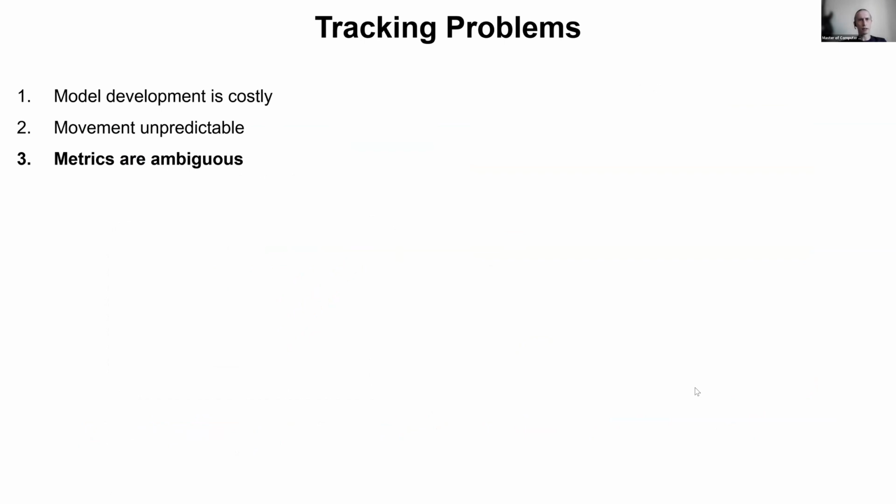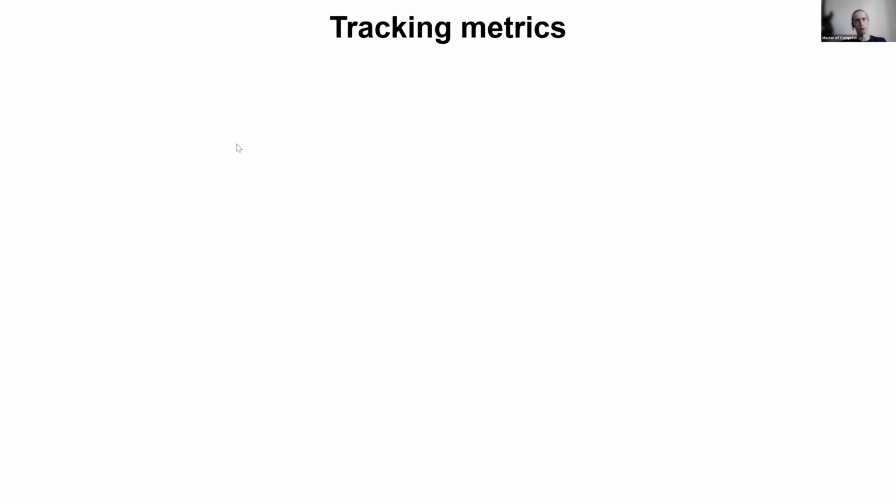So let's get back to the tracking problems. To one degree or another, we have tackled the first two problems, right? The cost of the model development and the predictable movement, and we have a third one left. How can we unambiguously determine the quality metric of our tracking algorithm and make a fair comparison with the others? So let's figure it out.